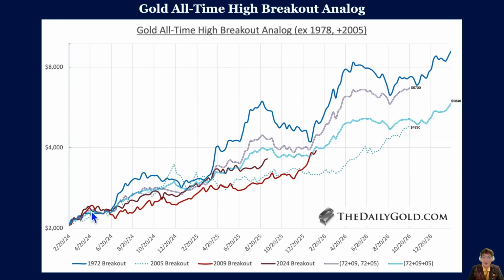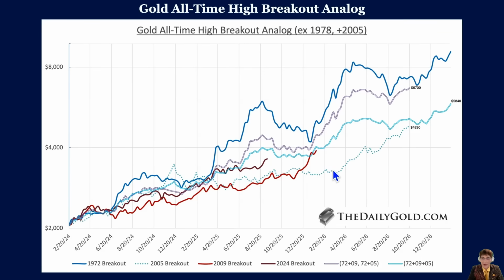Now, the 1978 to 1980 move, that move went way off the chart. That move went like this, and it went parabolic like that. Now, we're too early in the bull market to see a parabolic move like that. So I removed that, but I added in 2005. Although this was not a breakout to new all-time highs, this was the third biggest breakout of all time, behind 72 and the current one.